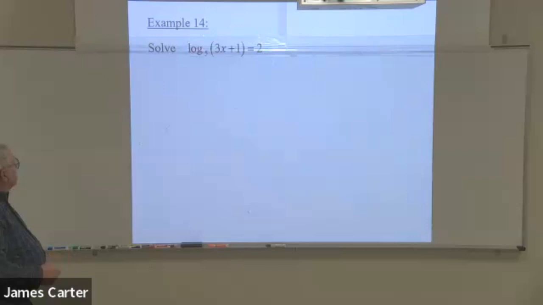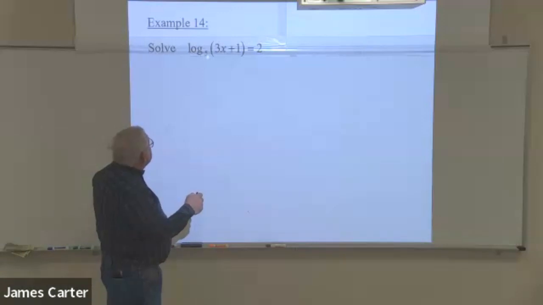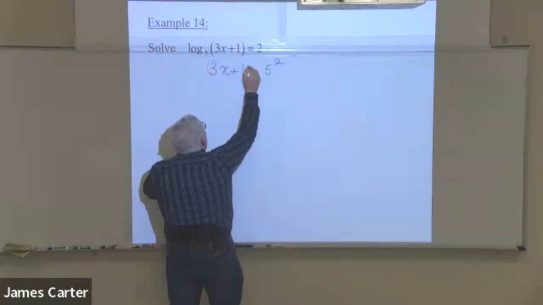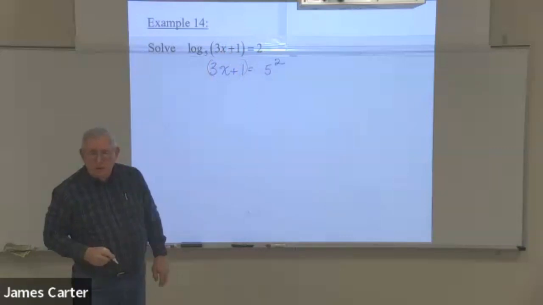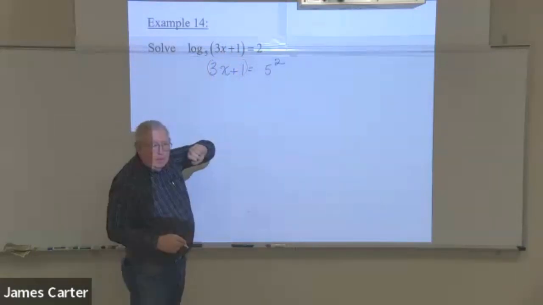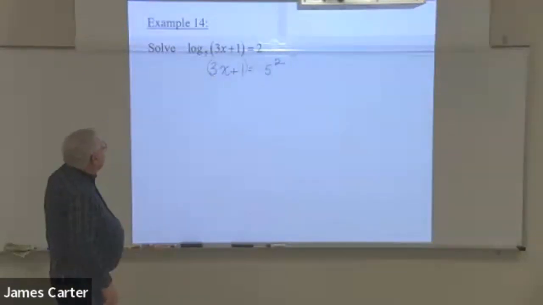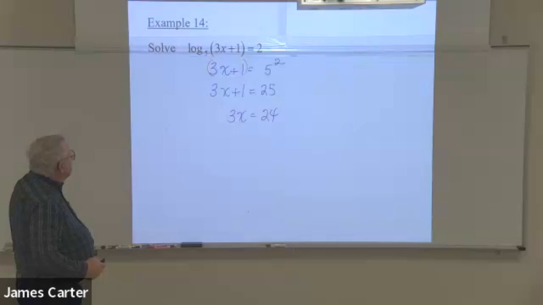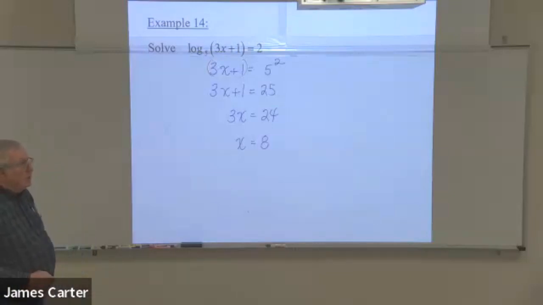Well, you got one like this. The only way to deal with it is by changing it to exponential. Base stays the same. Here's the power, and there's the argument. So this becomes that. We're treating this like it's just one term. Now, 5 squared happens to be 25. So we can simplify this, get numbers on one side, variables on the other, divide by 3, and we get 8 for the answer. Well, we better check it. Okay. 3 times 24 plus 25. We're good.